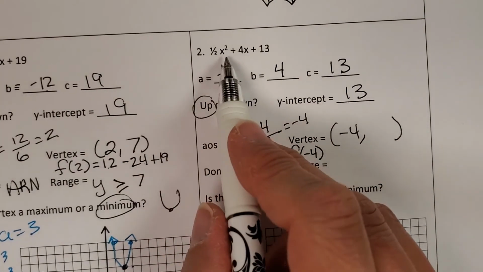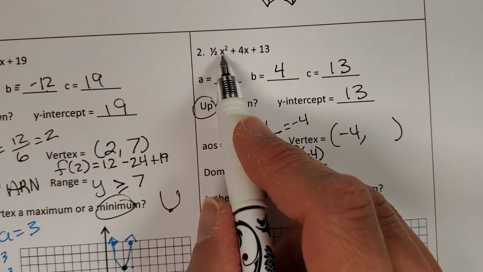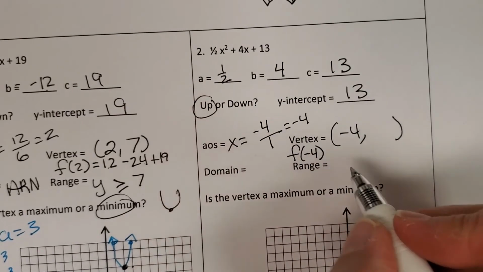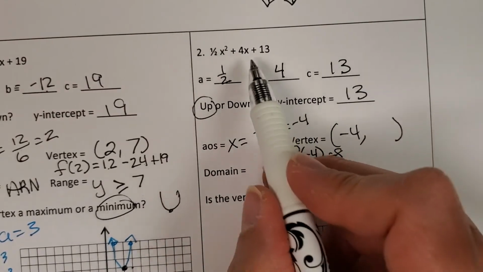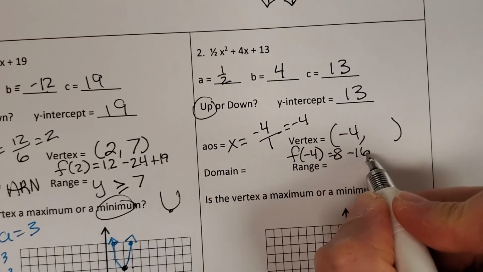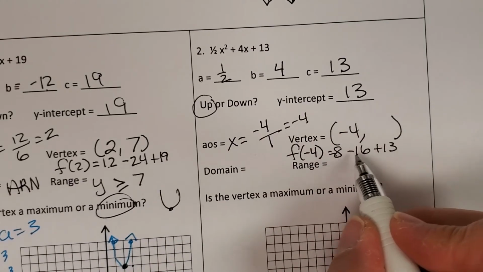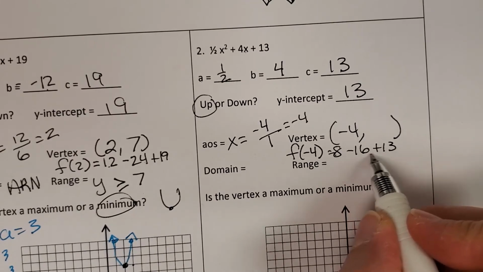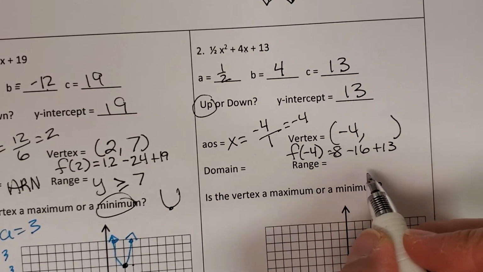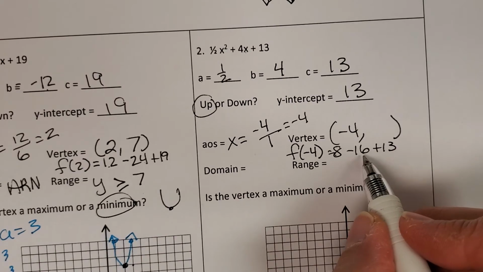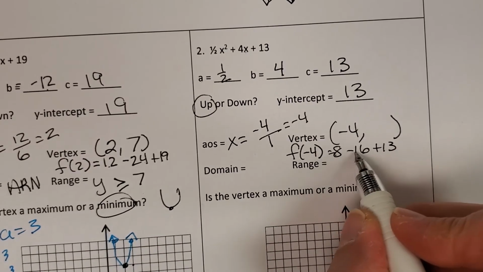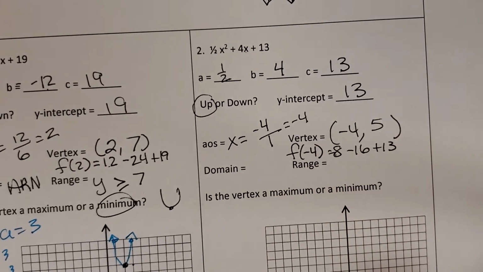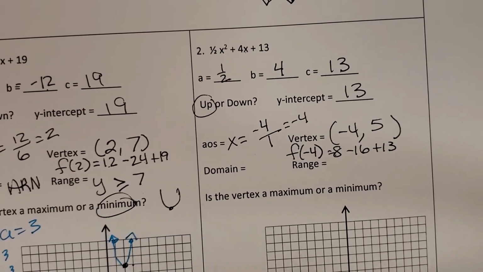When we put -4 back in here and square it, -4 squared is 16, and half of 16 is 8. Then we put -4 in here and we get -16 plus 13. Well, -16 plus 13 is -3, sorry. 8 minus 3 is 5. So our vertex is -4, 5.